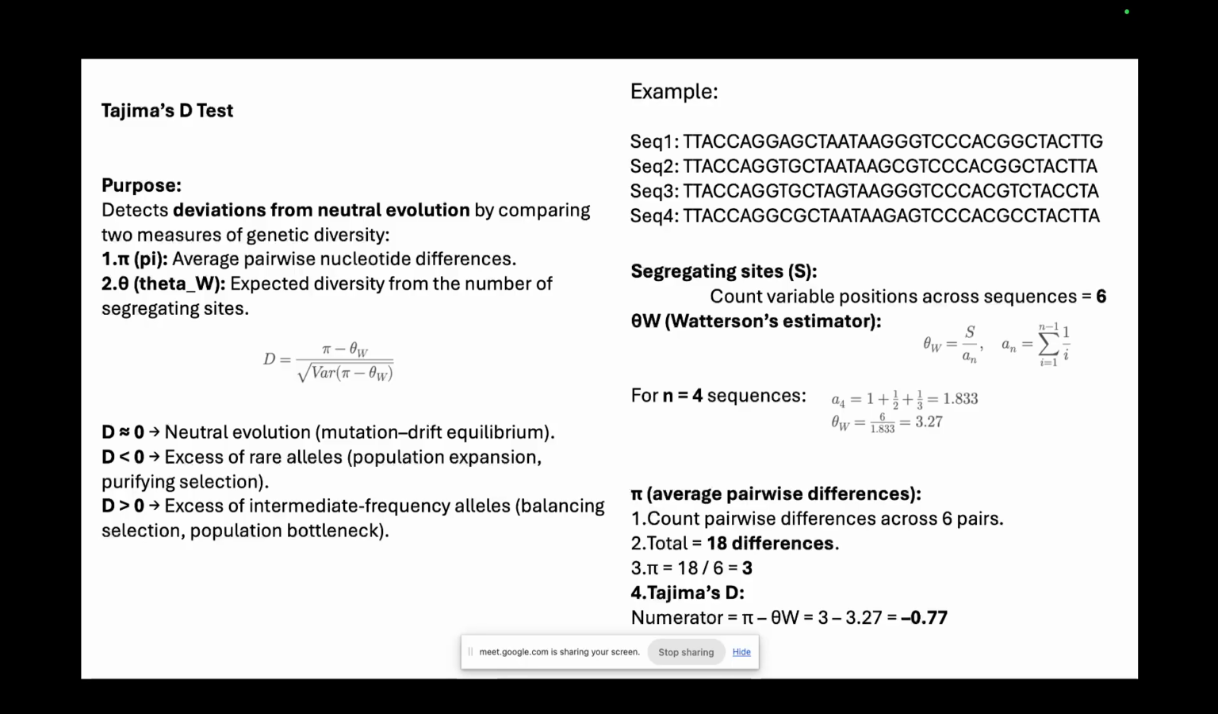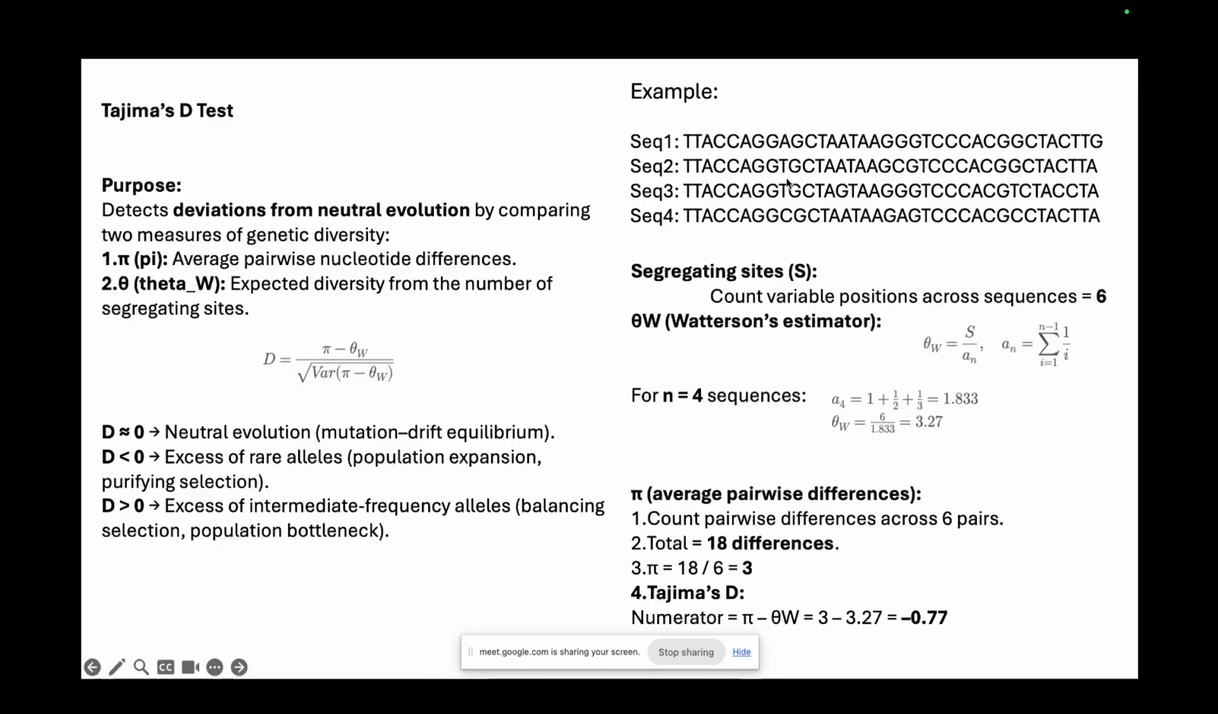The second is Watterson's theta, theta W, which is basically the expected diversity from the number of segregating sites. And Tajima's D is given by pi minus theta W, divided by the square root of the variance of pi minus theta W. Similar concept: if it is close to 0, neutral evolution. Less than 0, excess of rare alleles, which means population expansion or purifying selection. If it is greater than 0, it means excess of intermediate frequency alleles, balancing selection or population bottleneck.